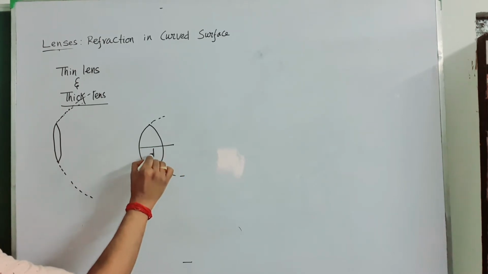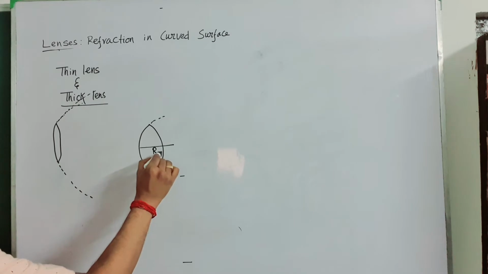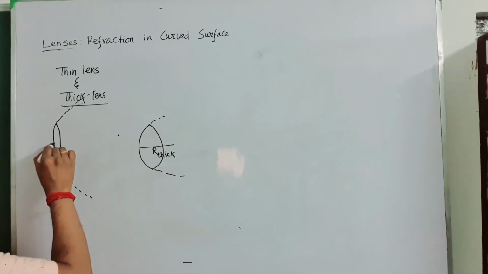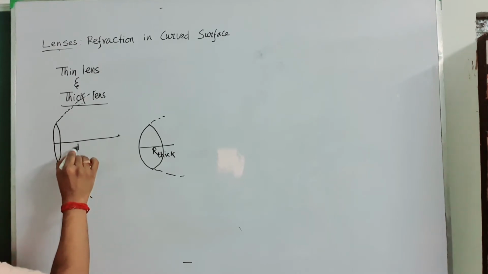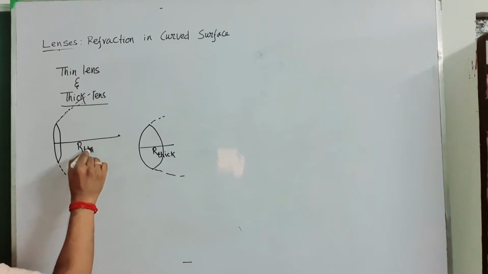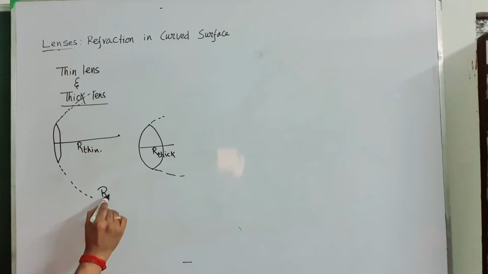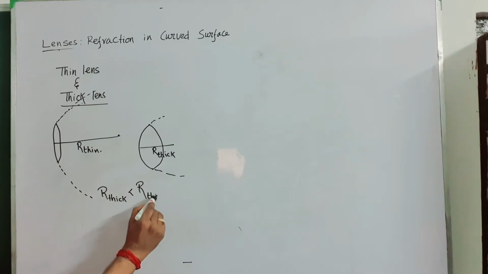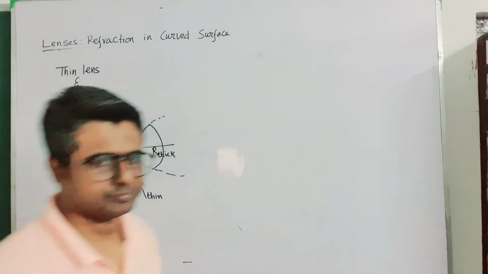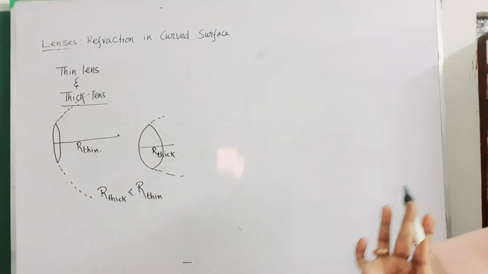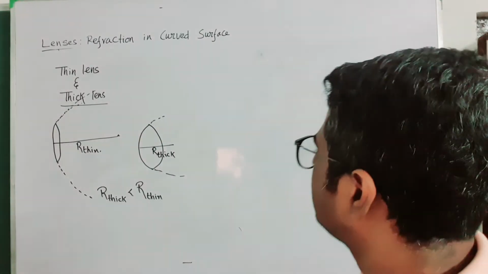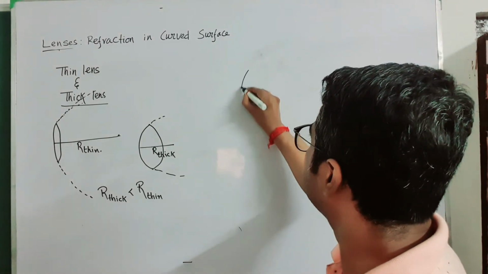The radius in case of thick lens will be much lesser than the radius of the thin lens. So radius of thick lens is less than radius of thin lens. Clear? Now let us consider a thick lens.